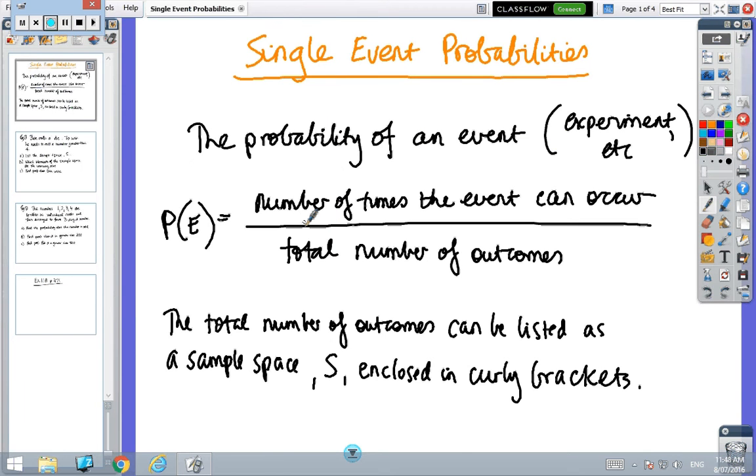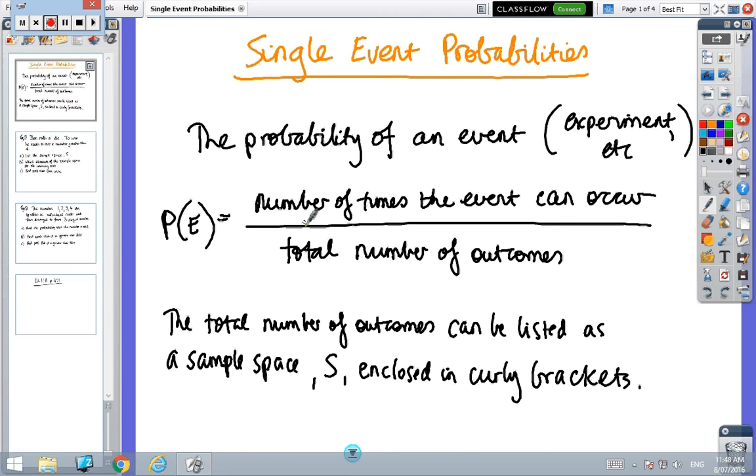Okay, so we're looking now at some simple events, single events. So it's only one thing that really happens. We don't have things happening after another thing. So let's just look at the straightforward definition. The probability of something occurring is the number of times that the event can occur divided by how many different outcomes are possible. Okay, so that's the definition.